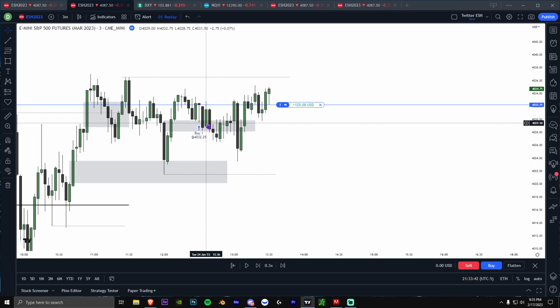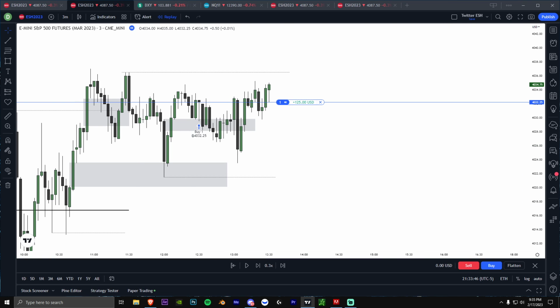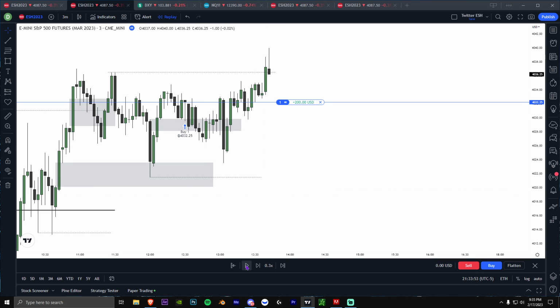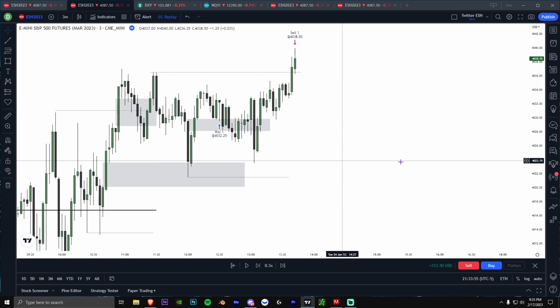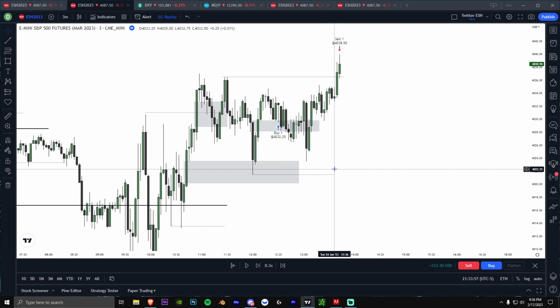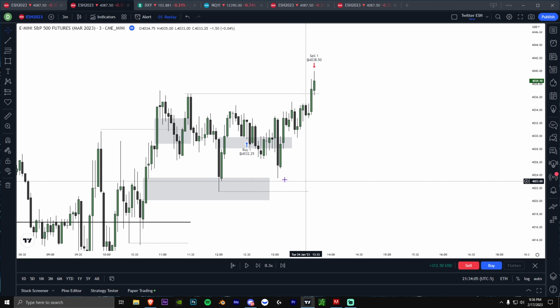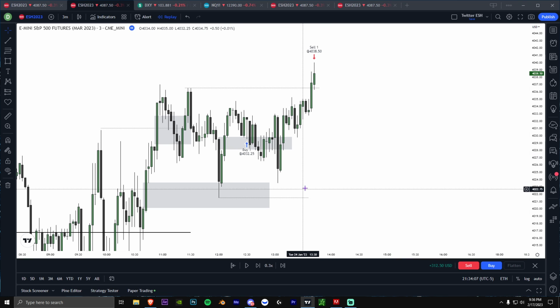If I longed here, it goes from 4,029, so it hits my 3-point threshold. I probably would have moved my stop to break even. It would have saved me in this situation. Let's just see if it plays out. Yep, so it would have played out there. This is where I would have sold. This just shows me I need to get better at stop losses, because 4,029, 4,000, that's an 8-point stop loss, but the play still works.